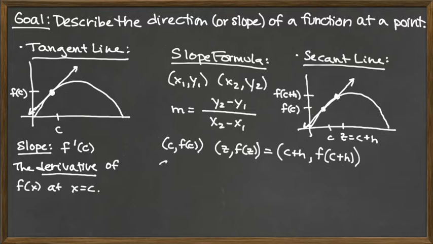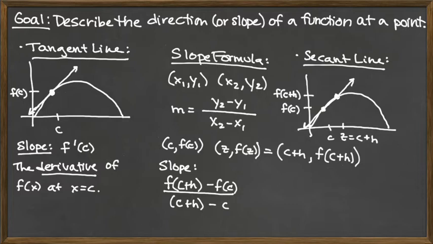And we can use the slope formula with the notation we're using for these 2 points. So here the slope would be, let's see, we'll do the c plus h first. Our change in y would be our function values, our output values. So it would be f of c plus h minus f of c, over the input values, c plus h and then c. So I'm subtracting those in the same order.